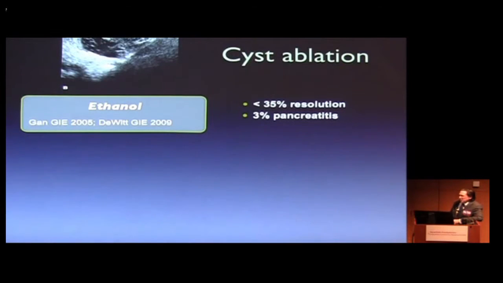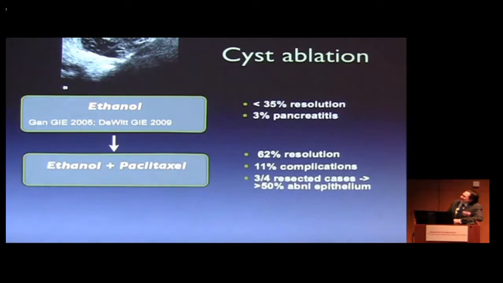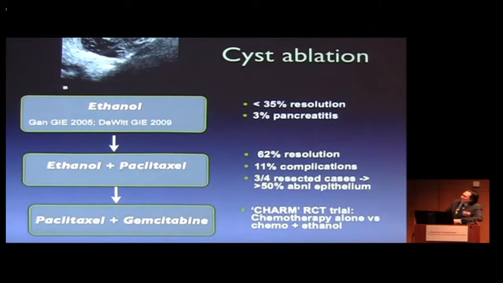What about cystoablation? Well, this is an area where I think that we will play a growing role. We have evolved from ethanol ablation, where we had poor efficacy and pancreatitis. We've now evolved to ethanol and paclitaxel, much better efficacy, but the complication rates remain high, and even in some of the resected cases, there was residual abnormal epithelium. And I think the direction that we're going now is to just use chemotherapy and eliminate the alcohol.